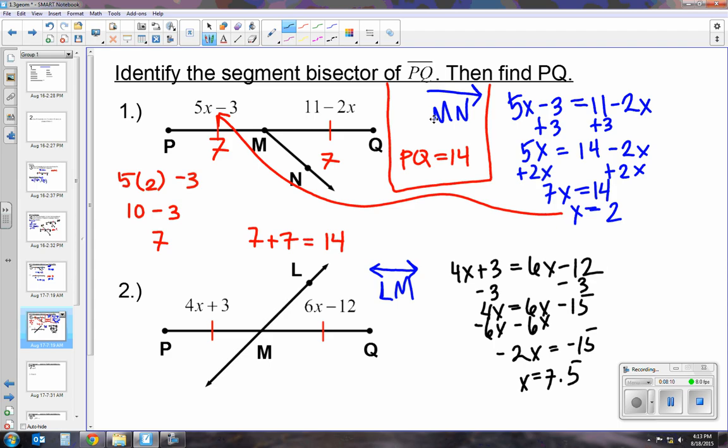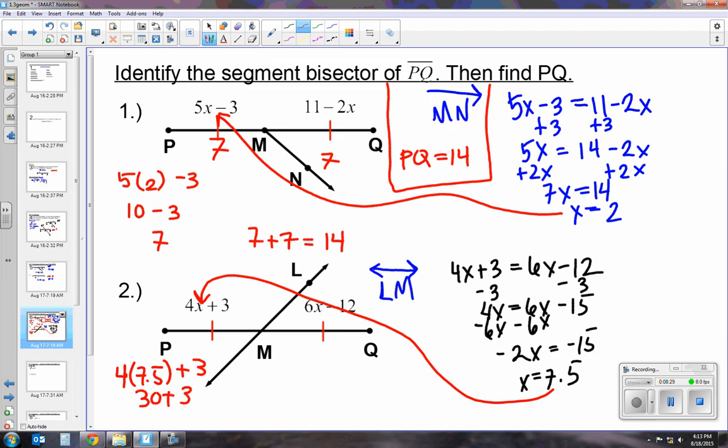Decimals are answers. So now what we can do is we can plug in the 7.5 into this x to figure out what that piece is. Okay, so we're going to do 4 times 7.5 plus 3, which is 30 plus 3, which is 33. So this piece over here is 33, so that means MQ is as well. So we add those two up, and PQ is equal to 66.